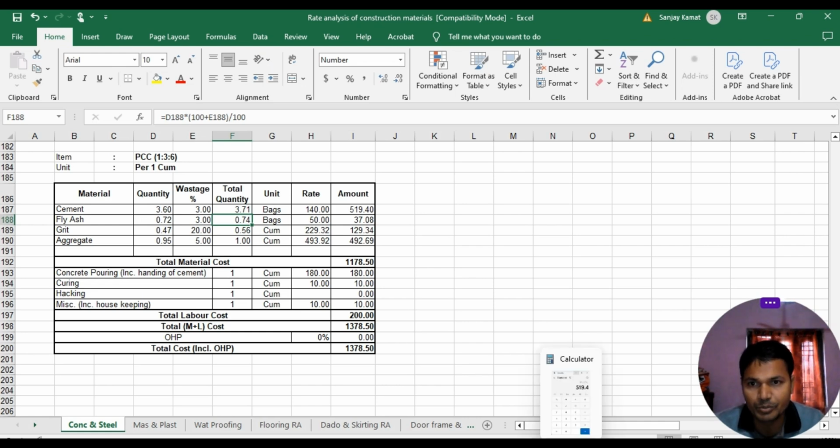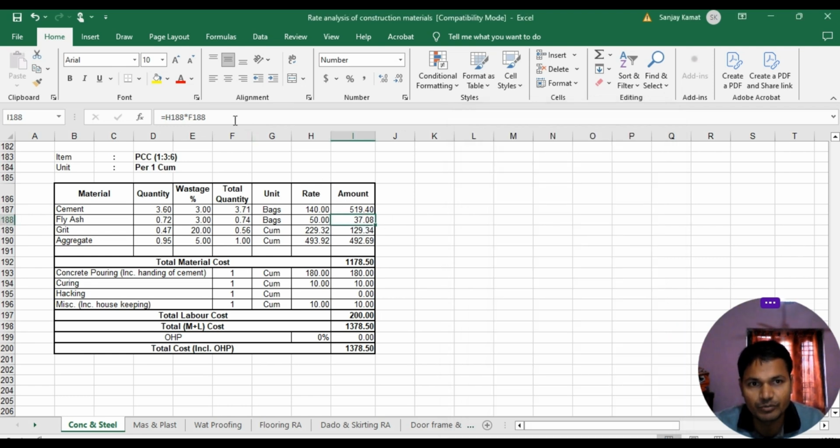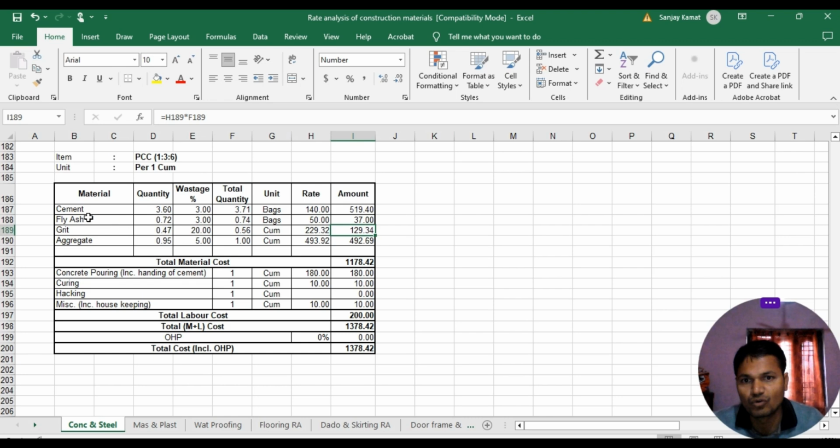0.74, and the unit of the flyers is bags only, and the quantity is 50. So we know now the rate and the total quantity. Now multiplying this value with the total quantity, 50 into 0.74 is how much? 37. Here it is 37 only, and here the amount is 08, so we have to edit this value. We have to write down 37 exactly in this value here. Amount is okay or not, okay, exactly.